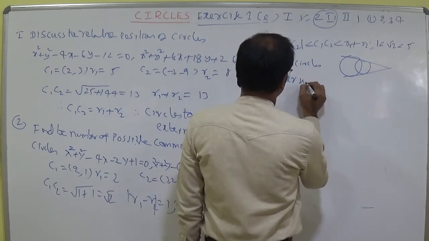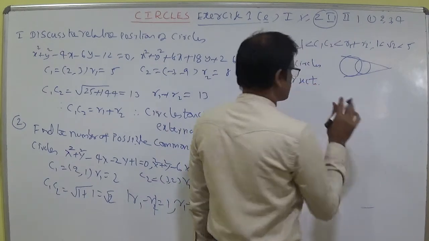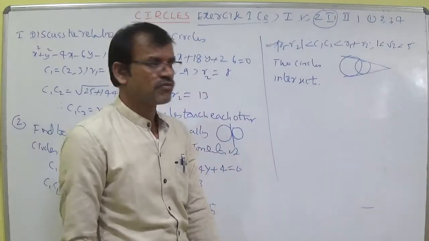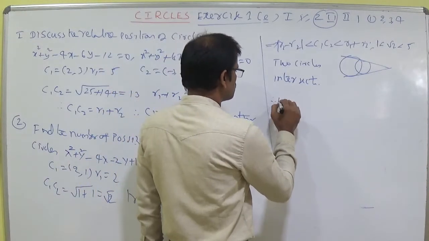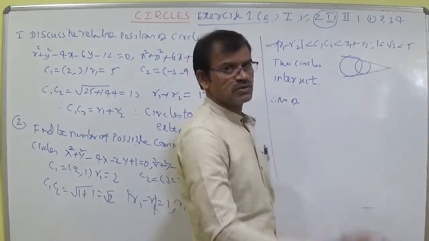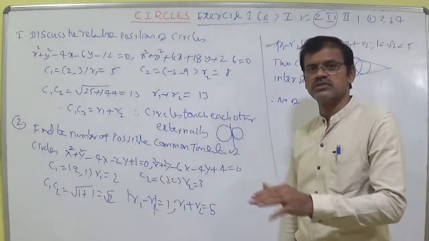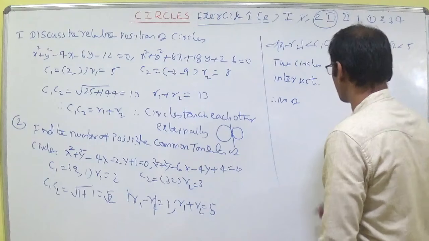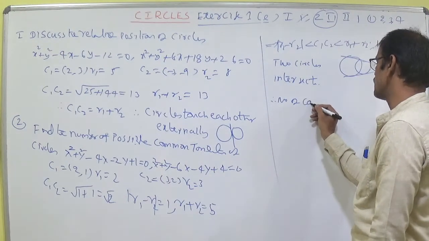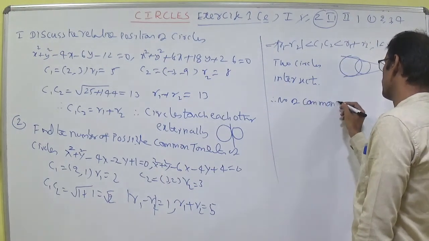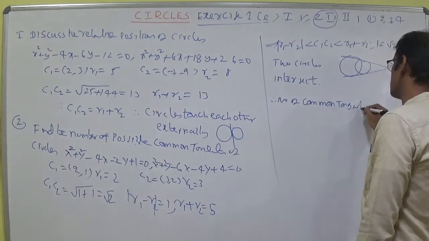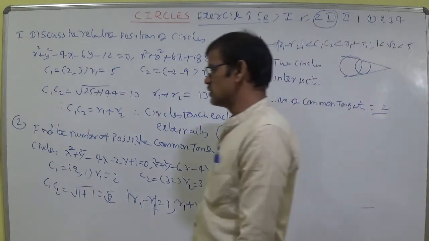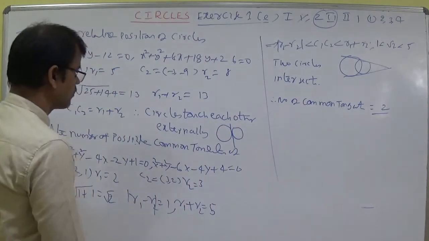He is not asking about the position. He is asking about tangents. We can draw number of tangents equal to 2. In 2015 JEE Mains he asked the same question. It is very easy, it just depends upon C1 C2 and R1 plus R2. How many common tangents can be drawn, he is asking. The number of common tangents is only 2. That's all. This is the JEE question in 2015.